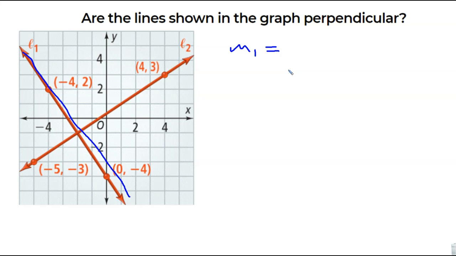And again, slope is y minus y, so we'll go 2 minus negative 4, or 2 plus 4. All right, over in the same order, x minus x, so negative 4 minus 0. Which is going to give us a 6 on top, negative 4 on bottom, and I can pull that negative out front and just reduce this down to a negative 3/2.